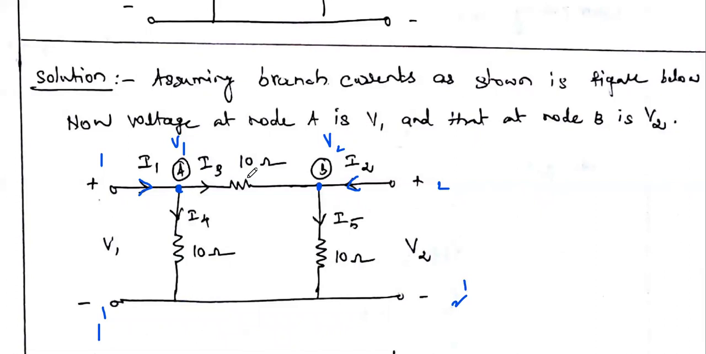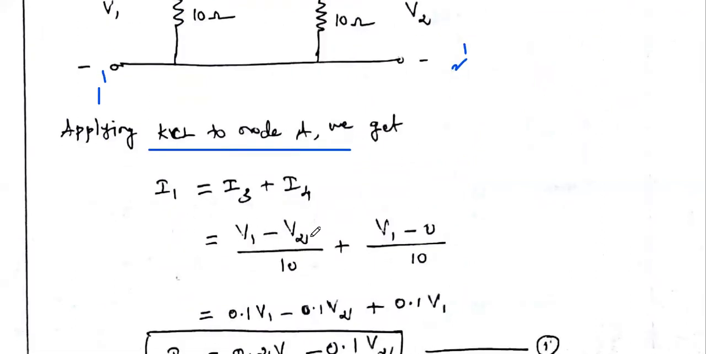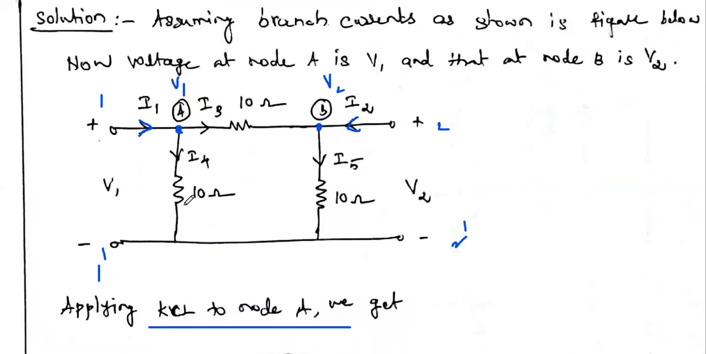The I3 is nothing but the current flowing through this 10 ohm resistor. So, as per Ohm's law, this current I3 is nothing but the starting node voltage V1 minus the ending node voltage V2. So V1 minus V2 divided by 10 is I3. So you see, I3 equal to V1 minus V2 divided by 10. Similarly, which one is I4? The current flowing through this 10 ohm resistor is I4.